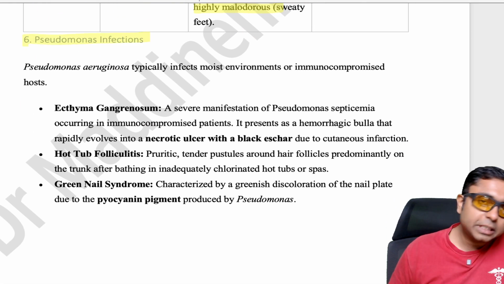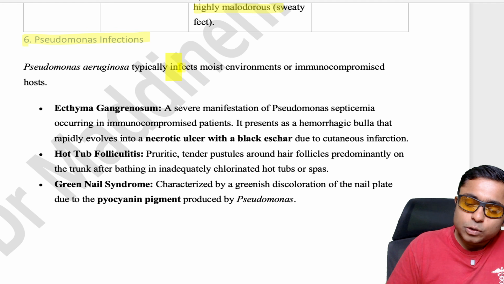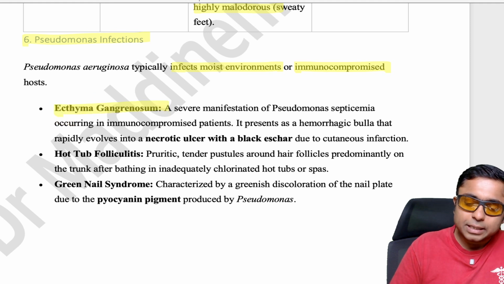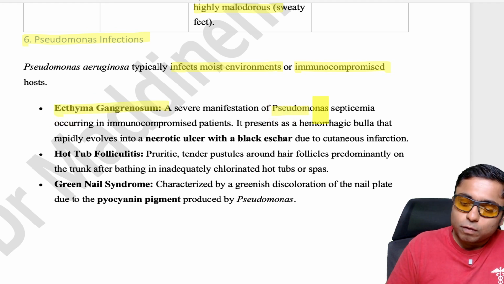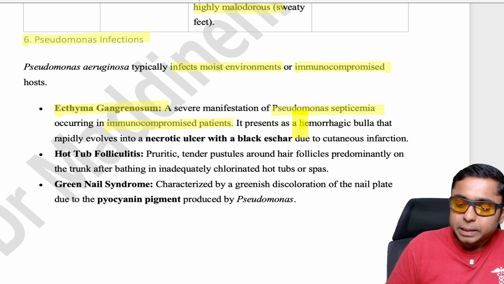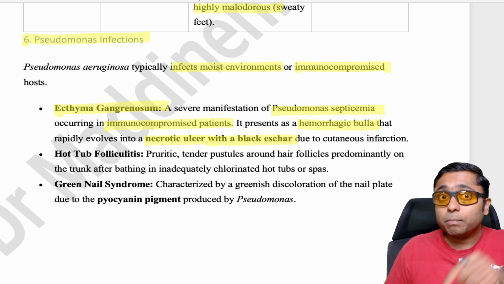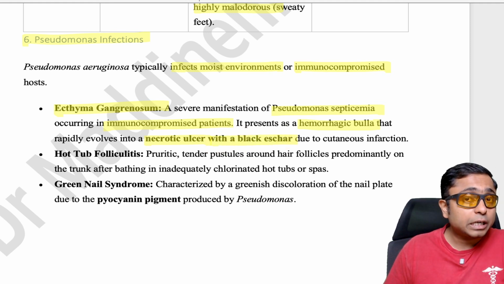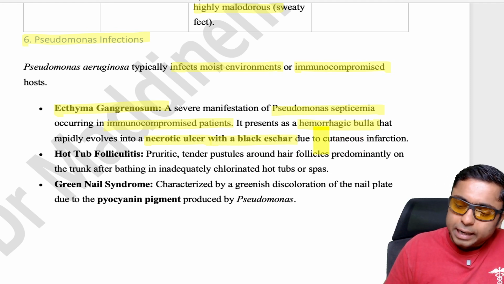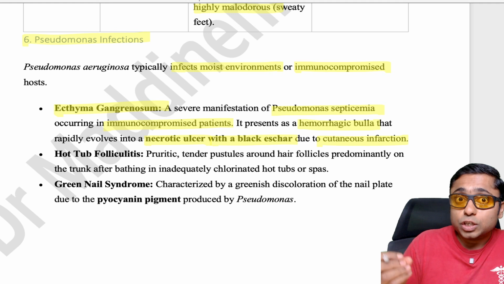Next are pseudomonas infections. Here remember, moist environments and immunosuppressed hosts are going to be very important clues in the question. So ecthyma gangrenosum is a severe manifestation of pseudomonas septicemia occurring in immunocompromised patients. It presents as hemorrhagic bullae that ultimately evolve into a necrotic ulcer with a black eschar. This term is very important, eschar. It is also seen in some other conditions which you are going to see. All the differentials of eschar are very important, right? And eschar forms because of infarction of the skin.